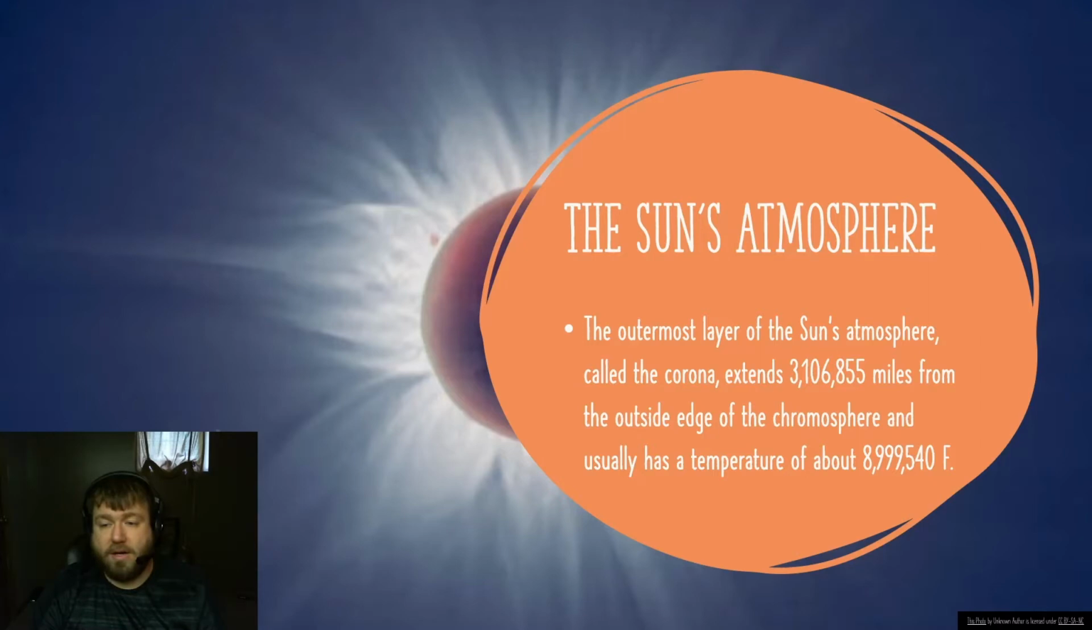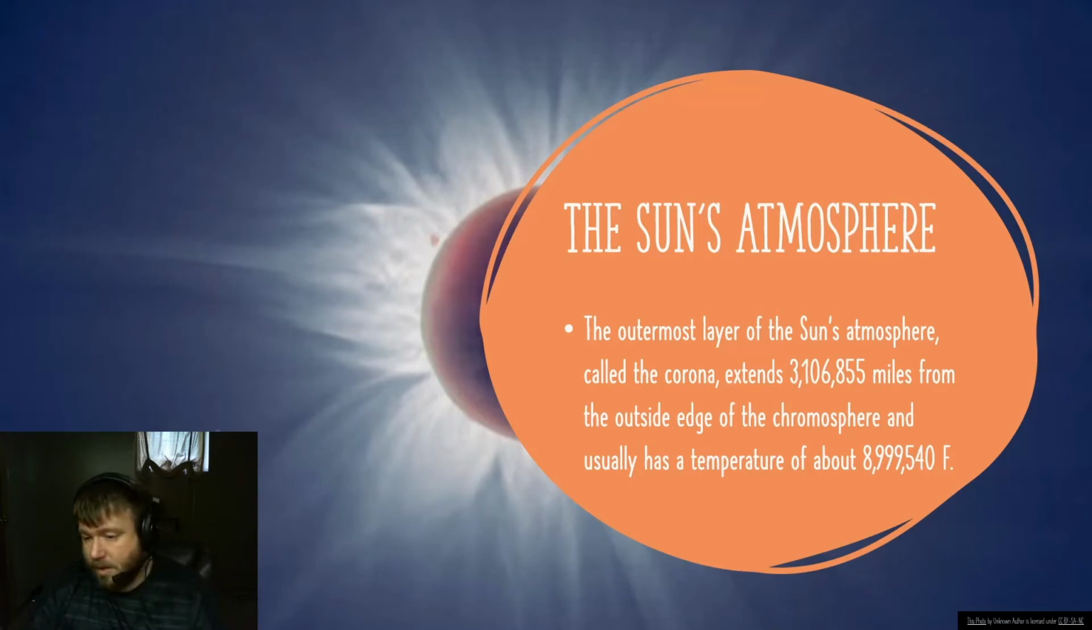The outermost layer of the Sun's atmosphere is called the corona, and this extends 3,106,855 miles from the outside edge of the chromosphere and usually has a temperature of about 8,999,540 degrees Fahrenheit. Now, you might be thinking, Mr. Sims, those are oddly specific numbers. Well, whenever scientists are looking at this sort of thing, they don't use miles and Fahrenheit. They don't use those kinds of measurements. For temperature, they use a unit called Kelvin.